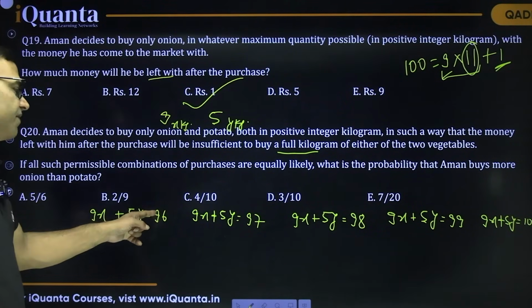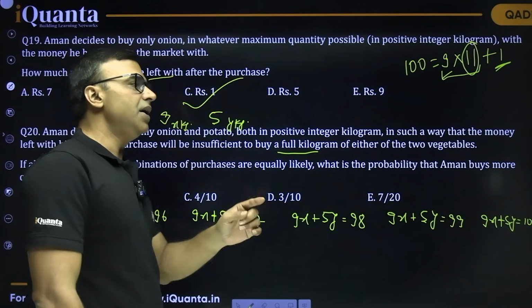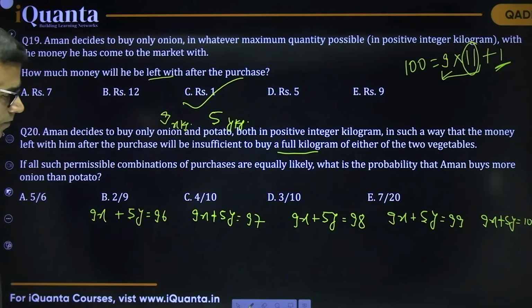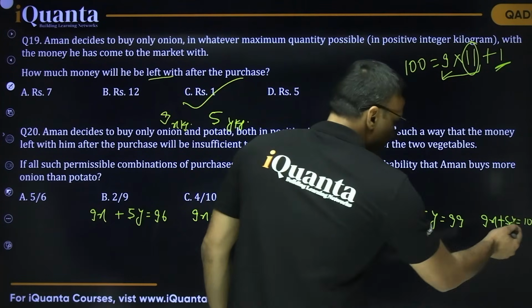You cannot spend 95 because if you spend 95, you will be left with 5 rupees and that will be good enough to buy 1 full kg of potato. Okay, so find the number of solutions. Let's start with the easiest one. 9x plus 5y equal to 100.